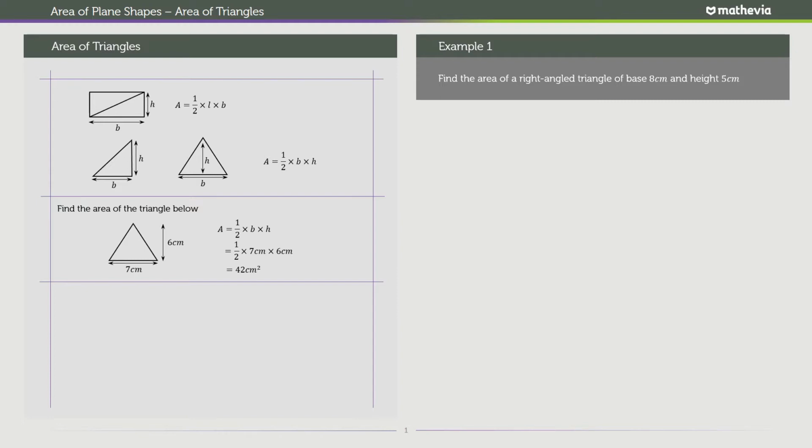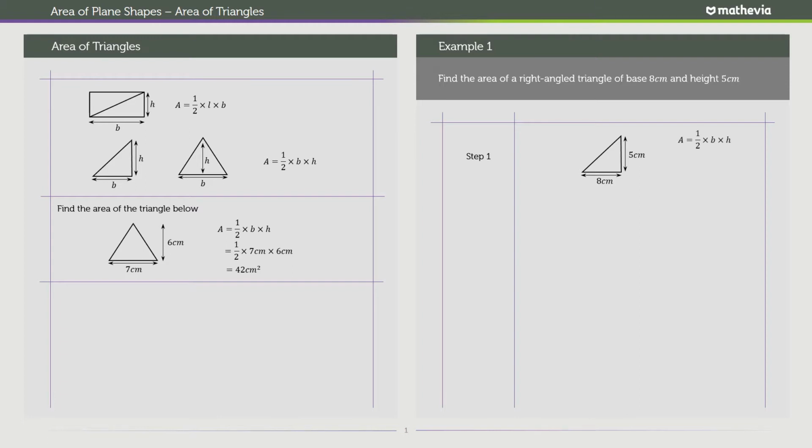Another example, example 1, we have find the area of a right angle triangle of base 8 centimeters and height 5 centimeters. So it doesn't matter whether it's a right angle triangle or a regular triangle, the formula remains the same. So we have triangle, base is 8 centimeters, height is 5 centimeters, and we have area equals half base times height. Okay, and basically we're just going to multiply the 2 and divide by 2. Now 8 times 5 is 40, divided by 2 we have 20 centimeters squared. Simple. That's it. Very simple, very straightforward.